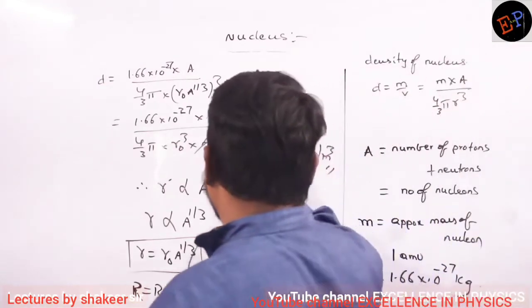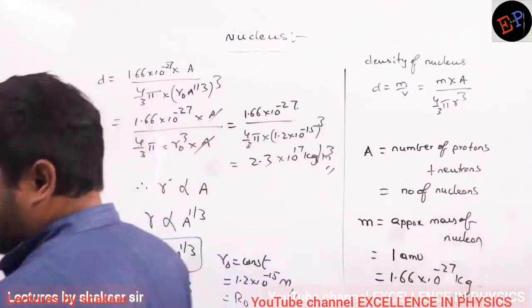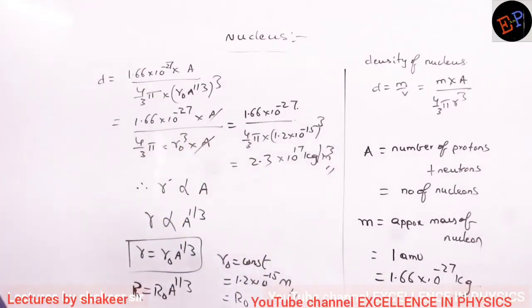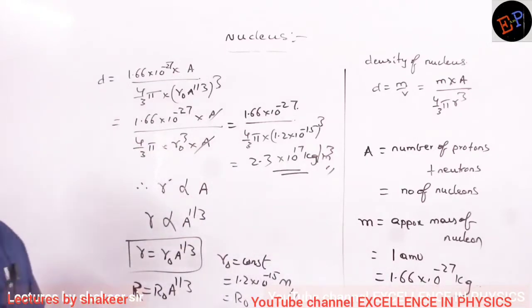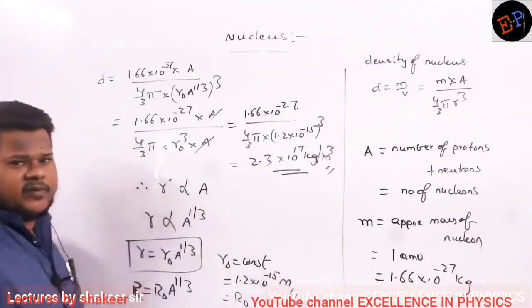2.3 into 10 power 17 kgs per meter cube. So this is the density of nucleus. Understood, no? So see, the density is small or very big or very very big.